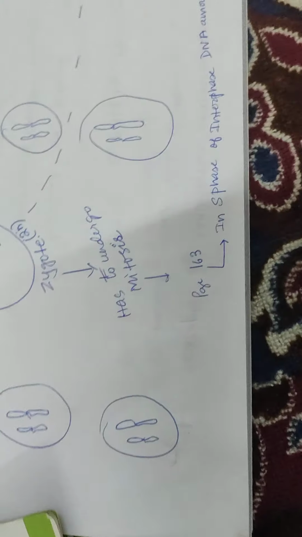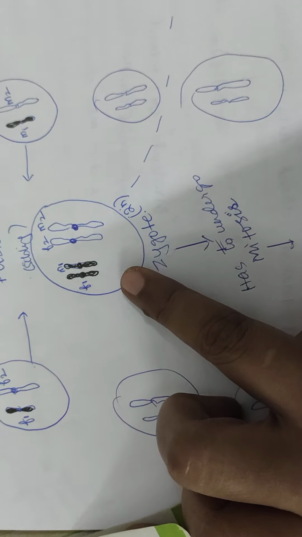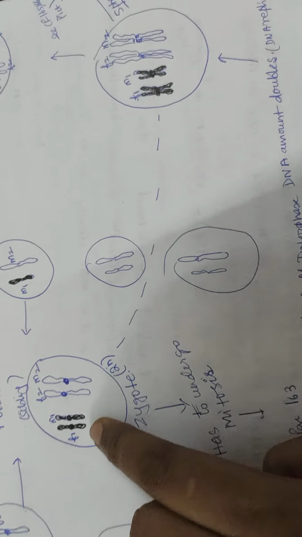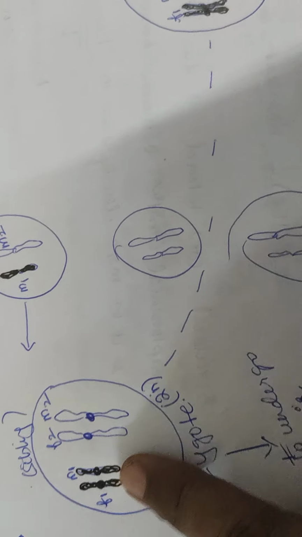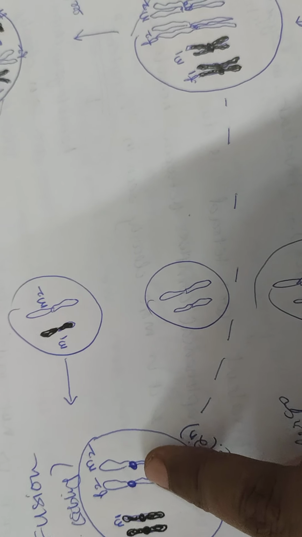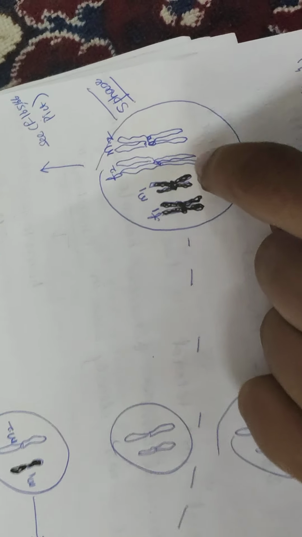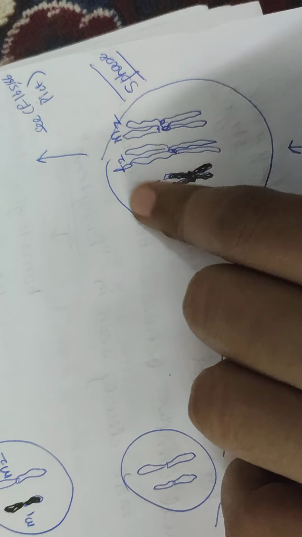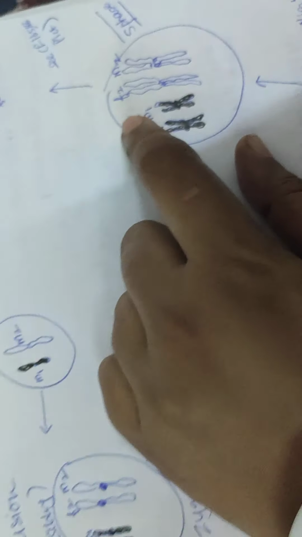So this is the zygote that has formed. Now when it has to undergo mitosis, what will happen? DNA will replicate. See, this was like this, no? Now it has replicated, become double. This was single, replicated, become double. Each one becomes double. So after the S phase, it will be like this during mitosis. Then mitosis takes place.